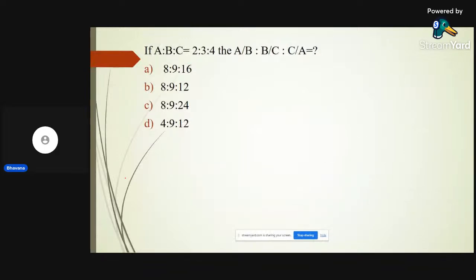Okay. For this question, how do we find A by B, B by C and C by A? They have given the ratio format as A is to B is to C, that is 2 is to 3 is to 4. And then we have to find the A by B, B by C and C by A ratio. So what is the answer for this?